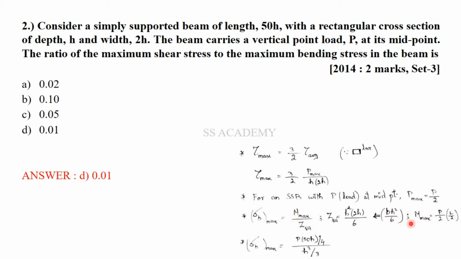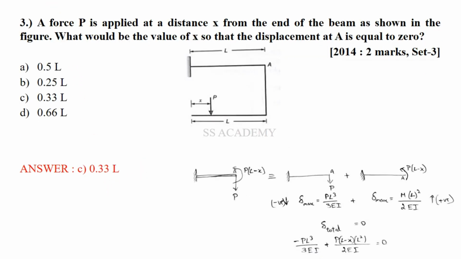We know that M max in case of an SSB with point load at its midpoint will be P by 2 into L by 2. Try drawing the simply supported beam as a free body diagram and try to find the loads, and you will be finding the maximum shear force and the maximum moment, and using this you can find the maximum shear stress and the maximum bending stress. So sigma B max comes out to be P into 50h divided by 4 divided by h cube by 3. So just by dividing tau max by sigma B max, you will be getting option D, 0.01. So 0.01 is the answer.